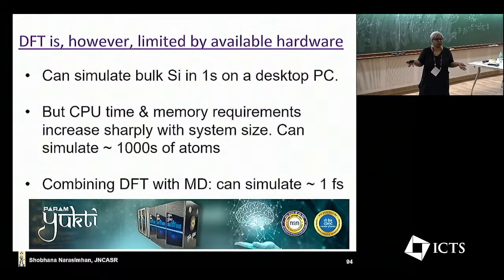I have to tell you also that DFT is always limited by the available hardware. So we're always pushing at the boundaries. When I started out my PhD, simulating bulk silicon took maybe a few days. Now it takes 1 second on a laptop. Some people have even run it on a mobile phone. We can now simulate thousands of atoms. If we want to simulate a process as a function of time, we can do about 1 femtosecond, which isn't very long. So people are always trying to make better algorithms, and they're also trying to use faster and faster computers.